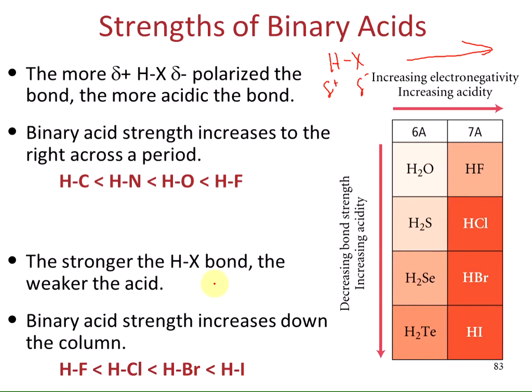And as you go down, you get decreasing bond strength, and since you get decreasing bond strength, you get increasing acidity. So as you go down the periodic chart here, HF is a weak acid, but the acids get stronger. So HCl, HBr, and HI are all strong acids. These all completely dissociate. But HF is a weak acid, and it does not completely dissociate.